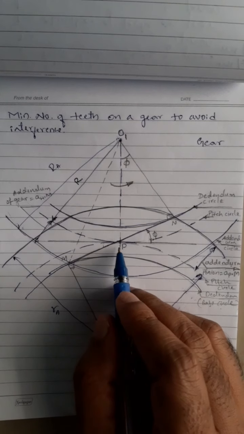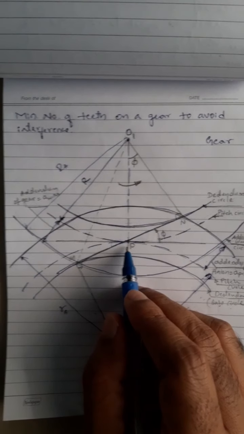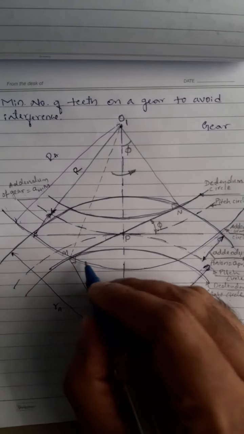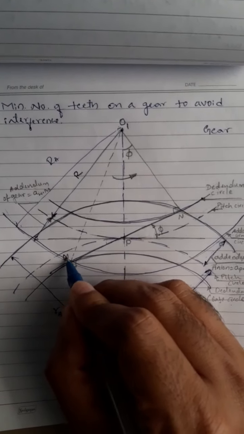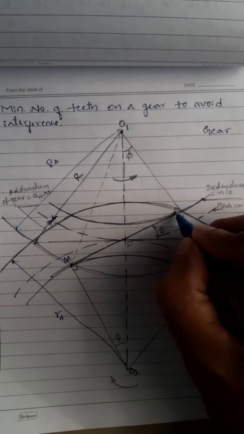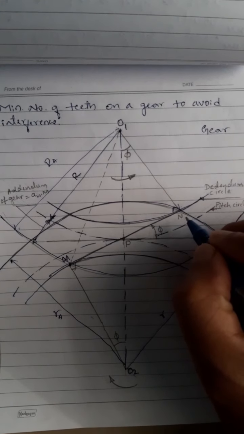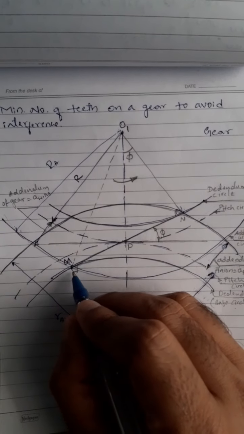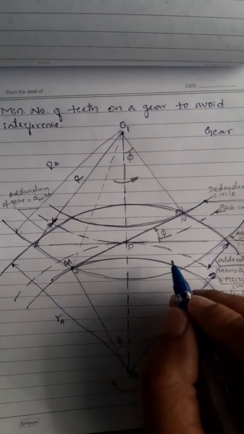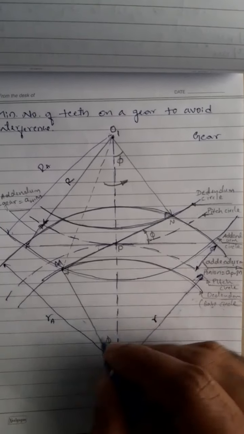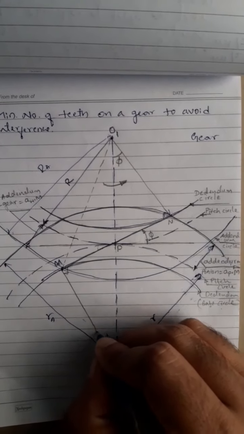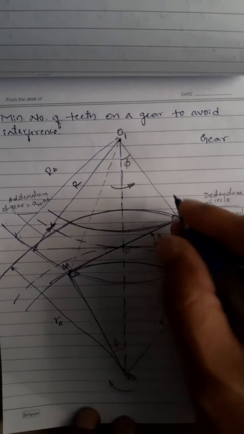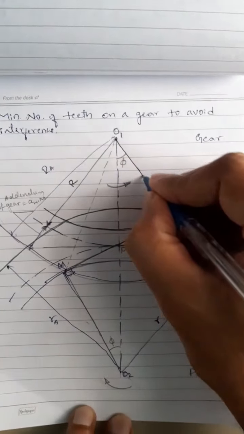Let us draw the tangent passing through the pitch point. Points M and N are called interference points. That is, if the contact takes place beyond M and N, interference will occur. So let us join O1 to M and O1N.